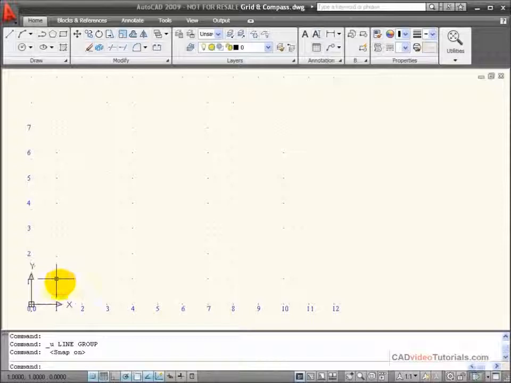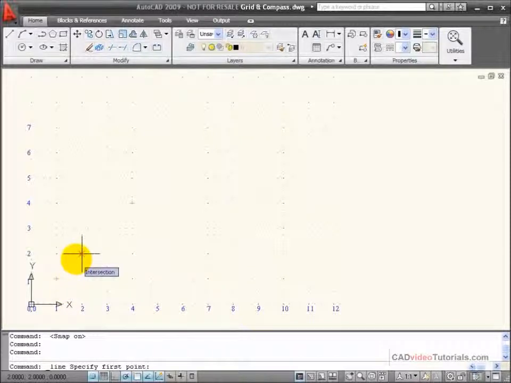Because AutoCAD understands absolute coordinate values, I can use them to input data when I'm drawing. I'm going to start a line command, and let's say that I wanted to start my line at this point right here. This is 2 on the x and 2 on the y. So I would input that from the keyboard by entering 2, 2. And when I hit enter, I've started a line from that point.